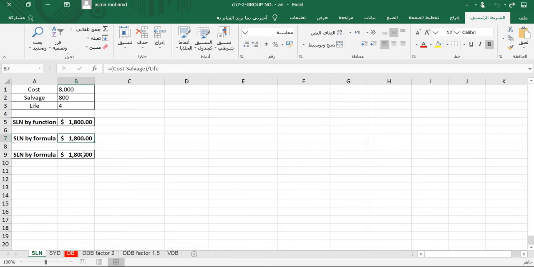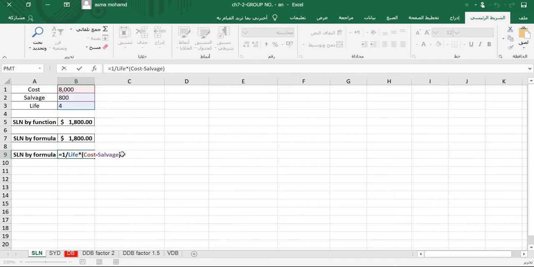However, there is another formula that we can use to calculate the straight line method. 1 divided by life, multiplied by cost minus salvage. And the cost minus salvage must be between parentheses. So Excel does the subtraction before it does the multiplication.